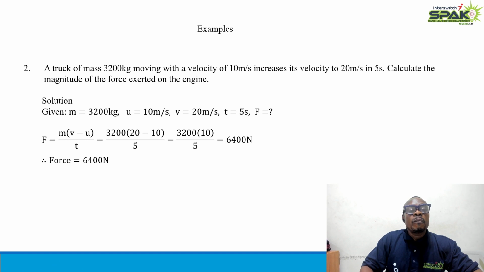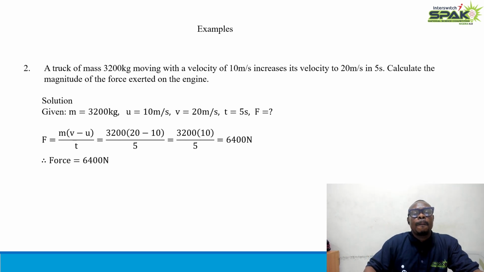Next question says a truck of mass 3,200 kilograms moving with a velocity of 10 meters per second increases its velocity to 20 meters per second in 5 seconds. Calculate the magnitude of the force exerted by the engine. First thing we need to do is to have our parameters. The mass is 3,200 kilograms. Remember, the object was moving with a velocity of 10 meters per second, then attained a speed of 20 meters per second. Then we have our time as 5 seconds. So we are looking for the force.